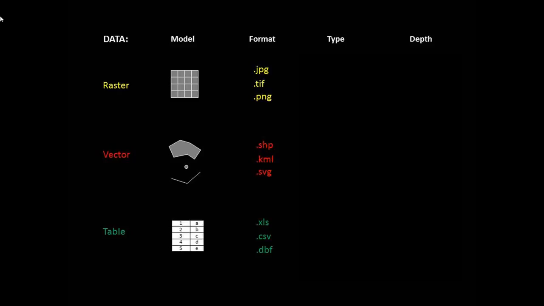So a file might be in the raster data model, but it could be a JPEG or a TIFF or a PNG. Same with vector. It could be a shapefile, a KML, or an SVG. And if you work with tables, it could be an Excel file, a CSV. It could even be a text file, a TXT, or a DBF.